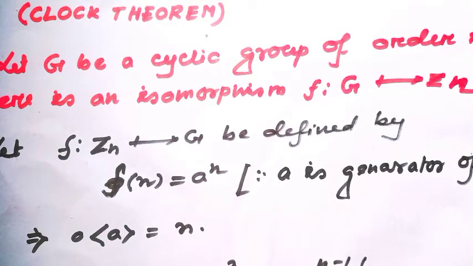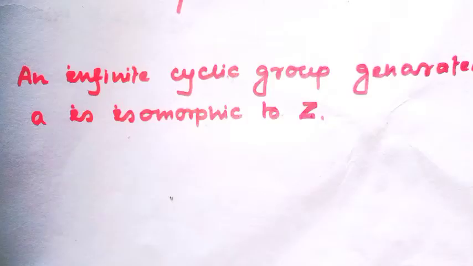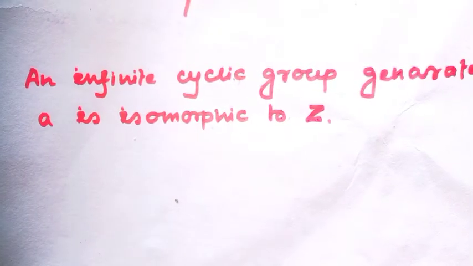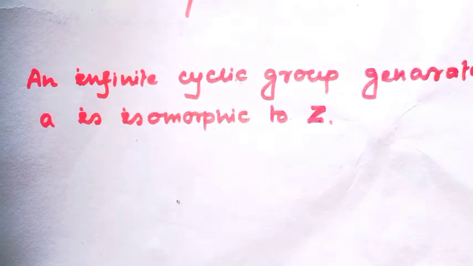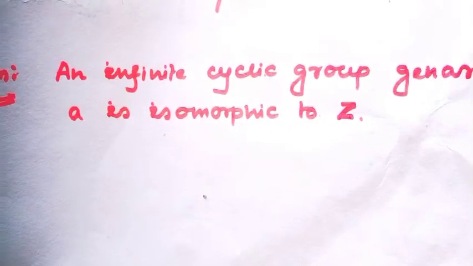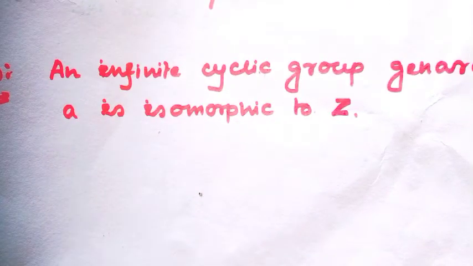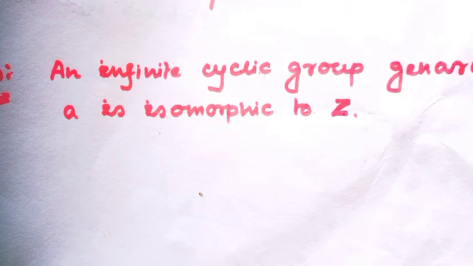So G is always isomorphic to Zn. Okay? There is just one other important theorem. An infinite cyclic group generated by A is always isomorphic to Z.